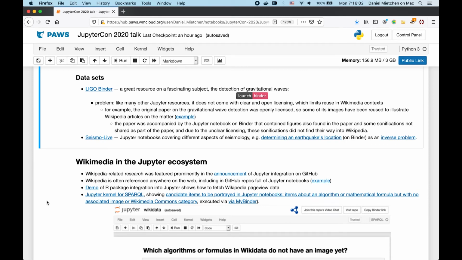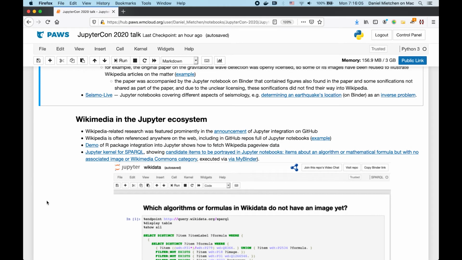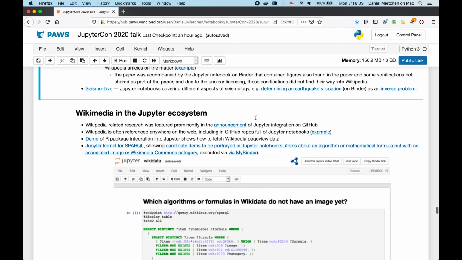Then Wikimedia in the Jupyter ecosystem. So when GitHub announced the integration of Jupyter, one of the prominent examples was a Wikipedia-related notebook. Then Wikipedia, of course, is referenced to and from the entire web. And so in many GitHub repos with a Jupyter notebook, you will find some reference to Wikipedia. Or if someone is writing a demo of certain software libraries, then very often this involves fetching something from Wikipedia or Wikidata or some other open source.